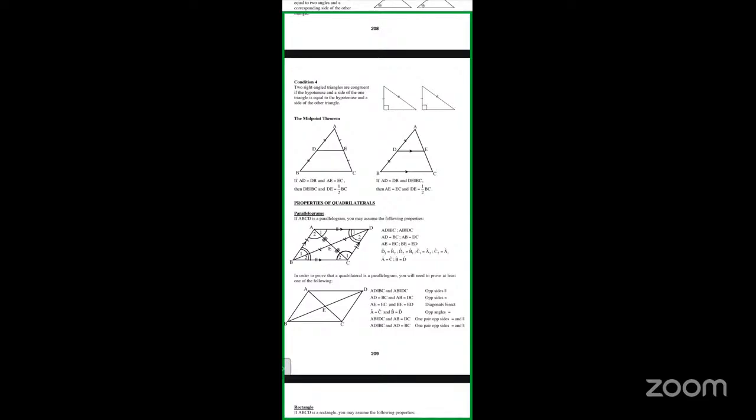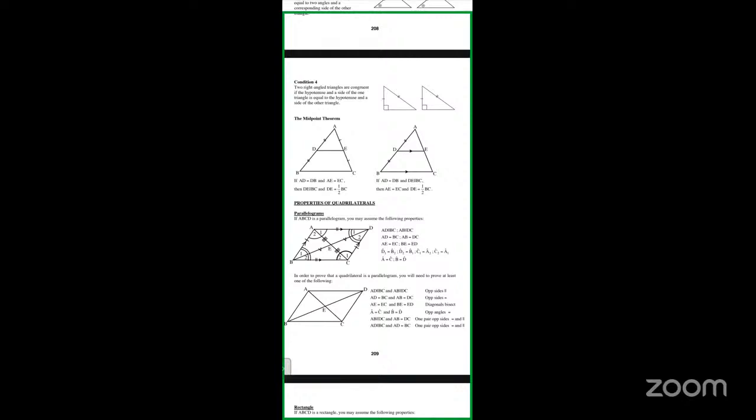And then DE will be half of BC. That's what this theorem says. If you are given this triangle ABC, and the line DE is drawn in this triangle such that AD is equal to DB and AE is equal to EC, that implies that this line DE is parallel to BC, and that line DE is half of BC.